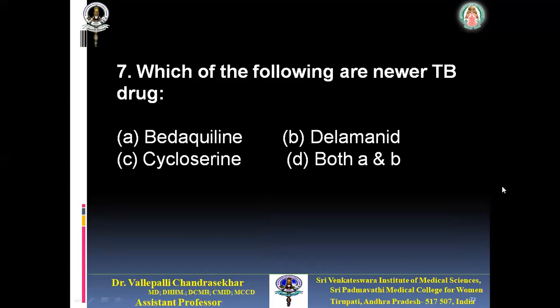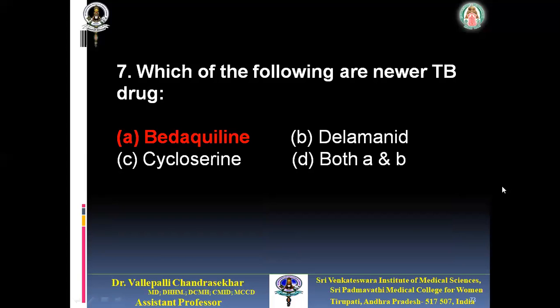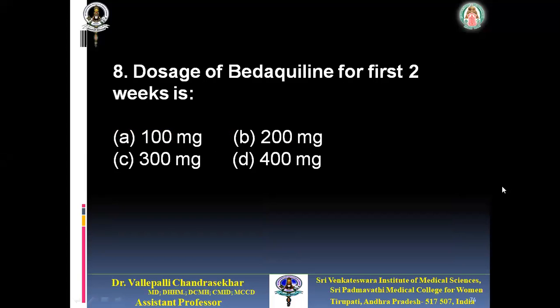So which of the following are newer TB drugs? Bedaquiline and delamanid. Both bedaquiline and delamanid. D is the correct answer. What is the dose of bedaquiline for the first 2 weeks? 400 mg once a day. Then after 2 weeks, how much is the dose? 200 mg.